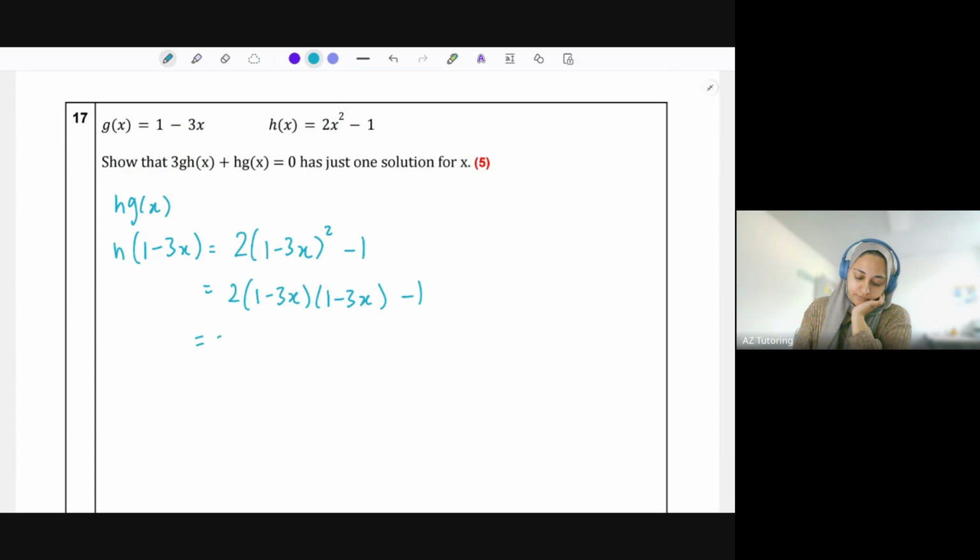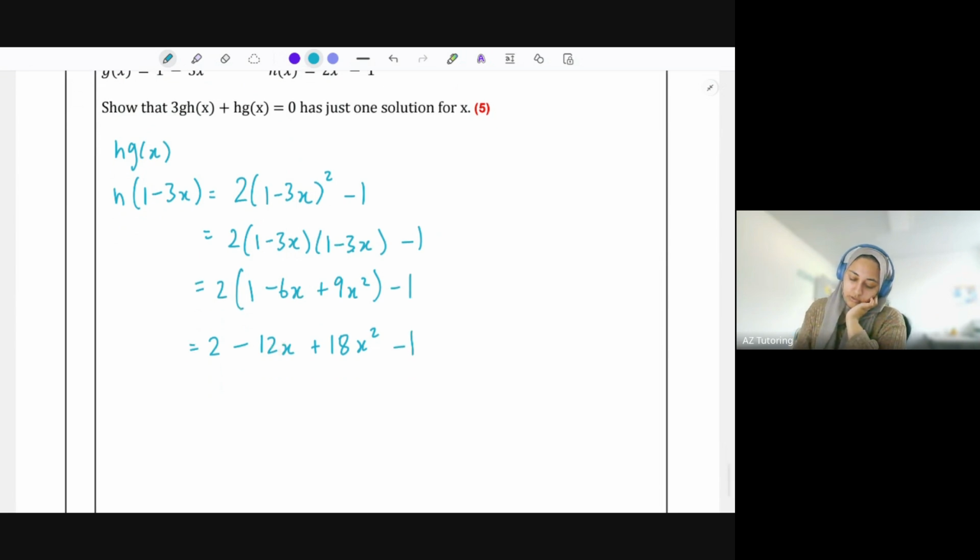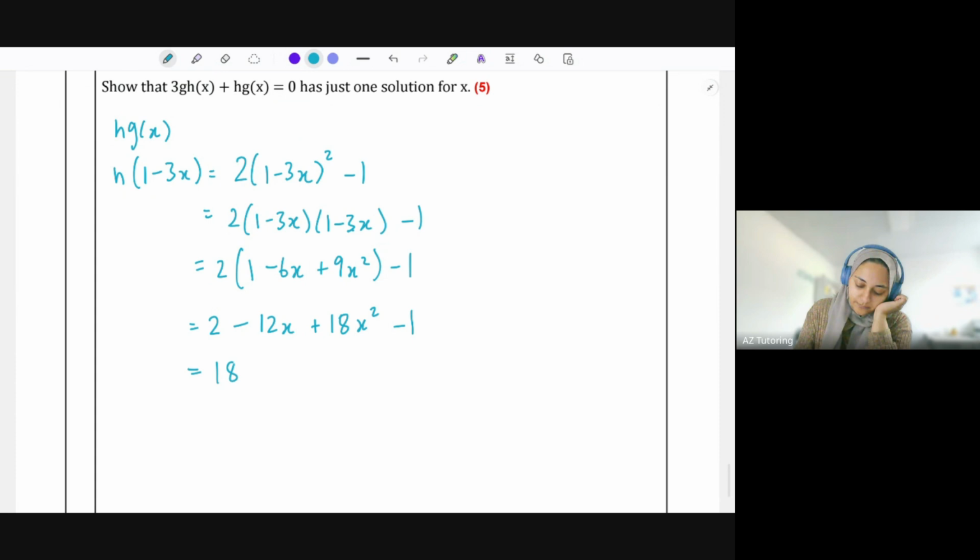Okay, let's expand. 2 times, I'm going to ignore that 2 for now. 1 times 1 is 1. 1 times minus 3x is minus 3x, and minus 3x times 1 is minus 3x, so we get minus 6x. Minus 3x times minus 3x is plus 9x squared minus 1. Expanding this out, 2 times minus 6 is minus 12x. 2 times 9x squared is 18x squared minus 1. Simplifying that, I'm going to put the x squared first. 18x squared minus 12x, and then 2 minus 1 is just 1.